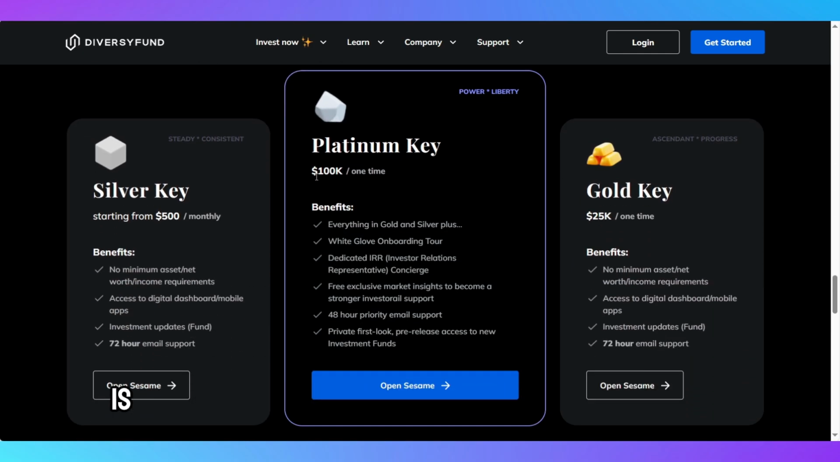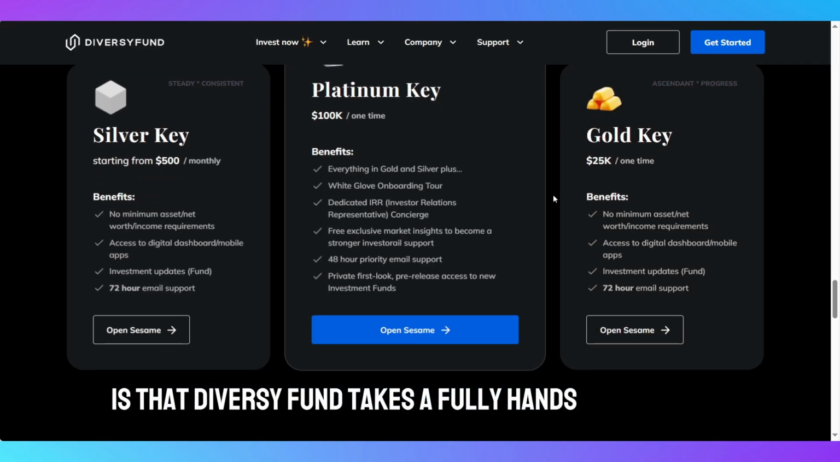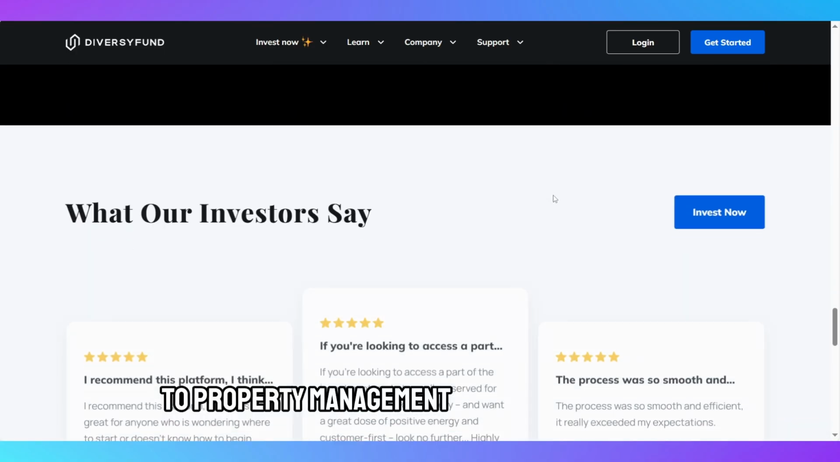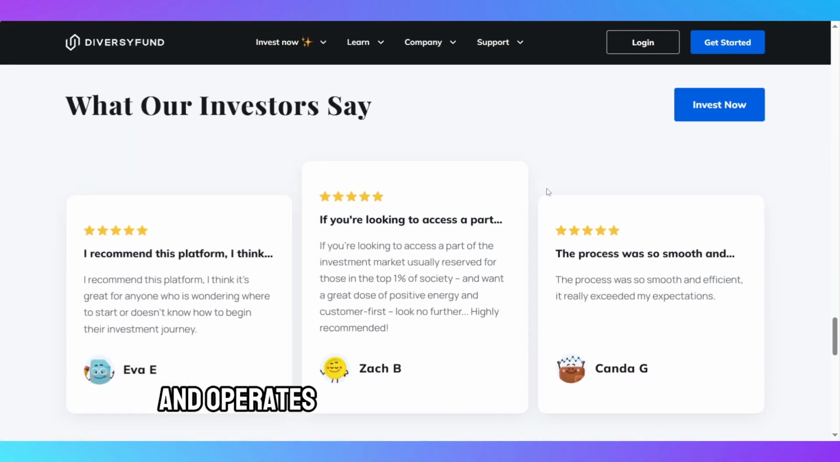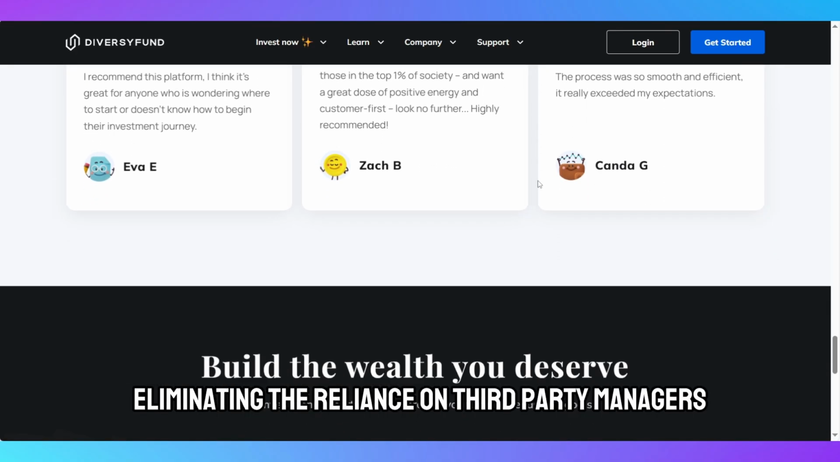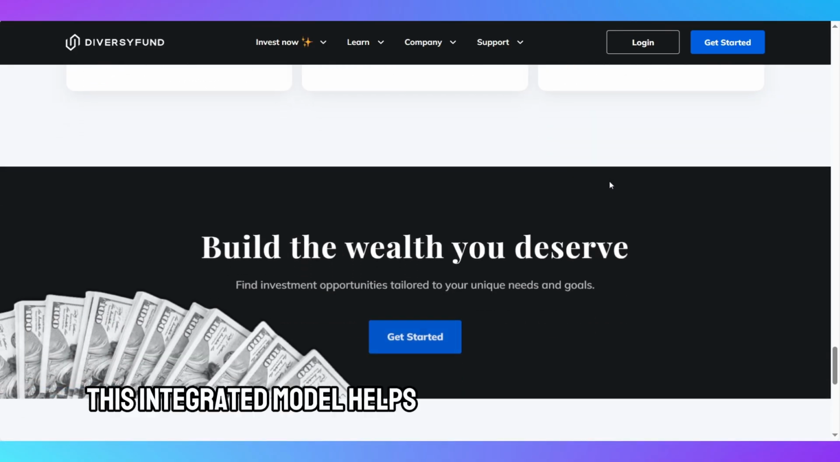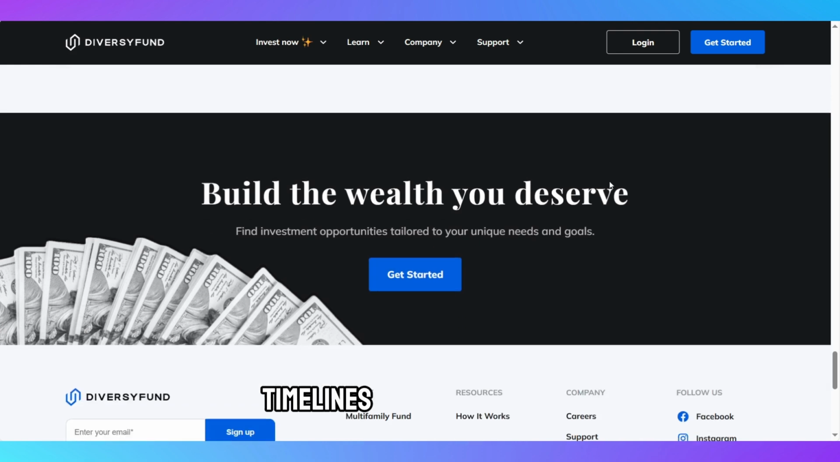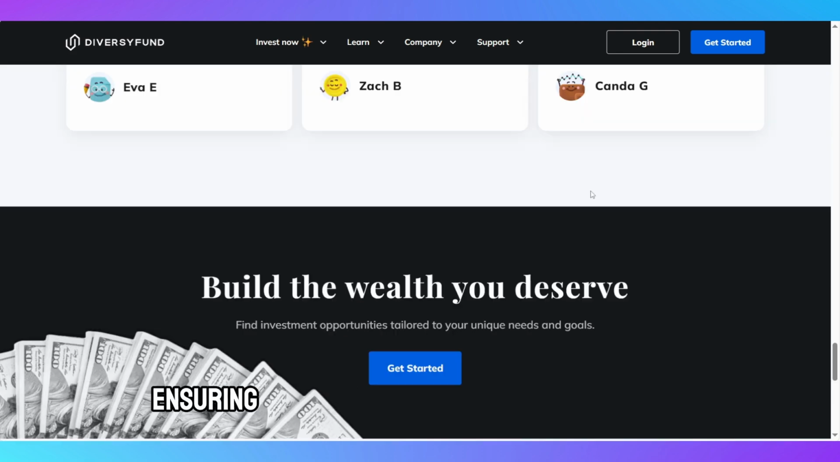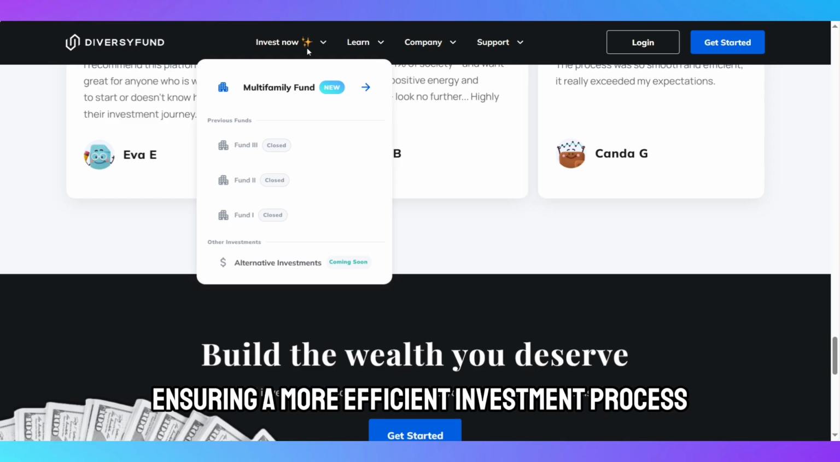Another key advantage is that DiversyFund takes a fully hands-on approach to property management. The platform owns and operates the properties in its portfolio, eliminating the reliance on third-party managers. This integrated model helps maintain control over costs, timelines, and profitability, ensuring a more efficient investment process.